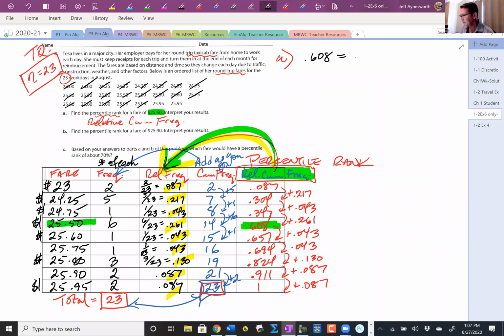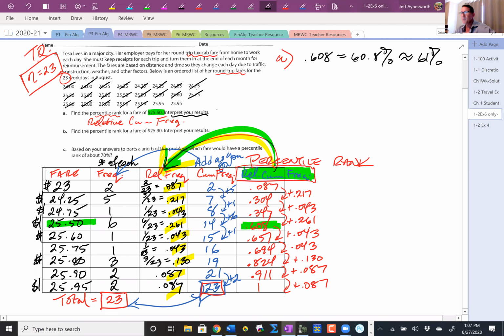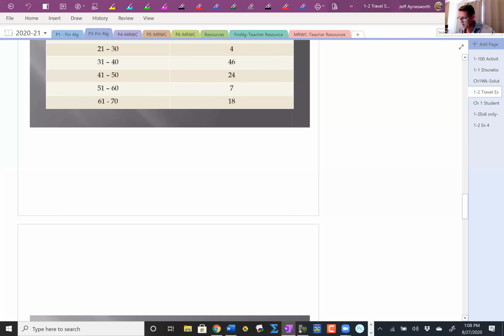So this is 60.8%, and that's approximately equal to 61%. But now we just interpret. Underline that word, because we're going to be doing that a lot. Like, what do these numbers mean? So if a $25.50 fare has a percentile rank of 61%, what in the world does that mean? And if you're not sure, then you go back to your lesson. So you take up your notes and you go back and you look for percentile rank.